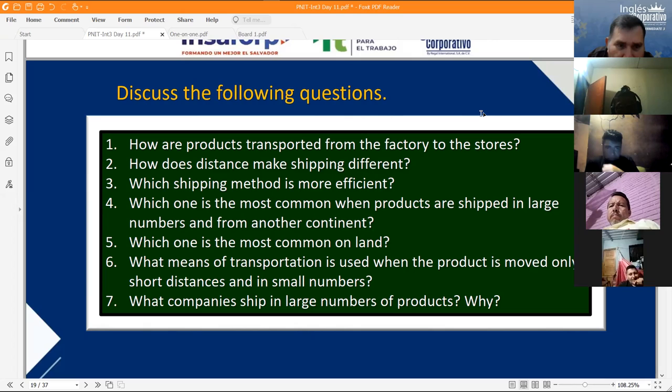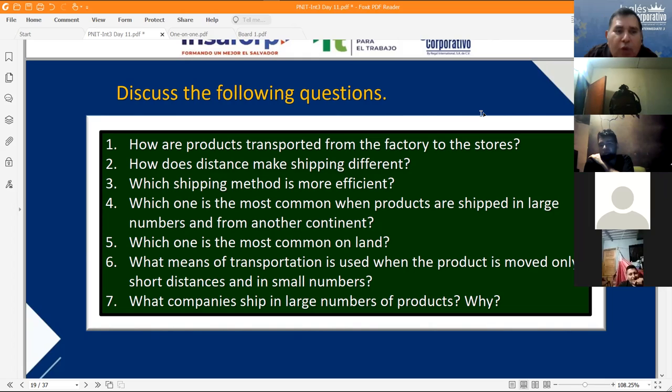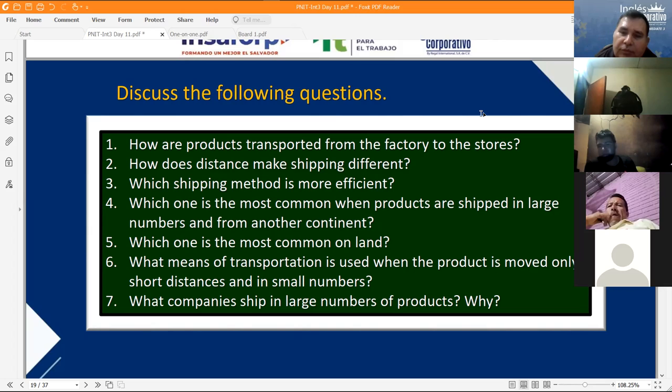Number four. Which one is the most common when products are shipped in large numbers and from another continent? Plane, ship, boats, truck. By ship. By ship is the most common way. Which one is the most common on land? The trucks. By truck. What means of transportation is used when the product is moved only short distances and in small numbers?